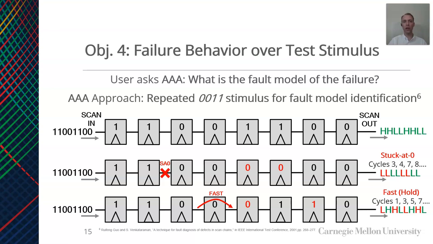For example, a stuck-at-0 fault model at any point along the scan chain will result in failing cycles for all expected 1 compares. Similarly, a bidirectional hold fault model will fail for every odd cycle in the resulting compares. The identified fault model is then returned to the user.